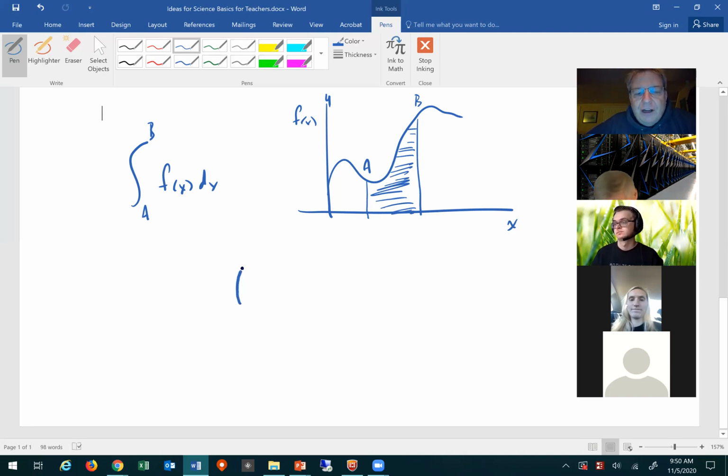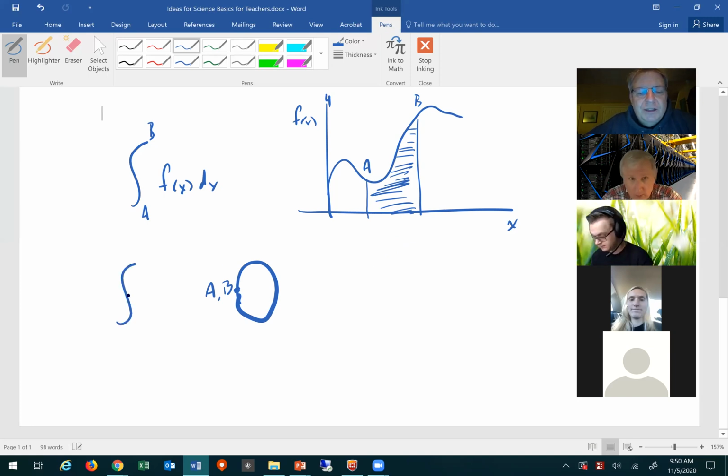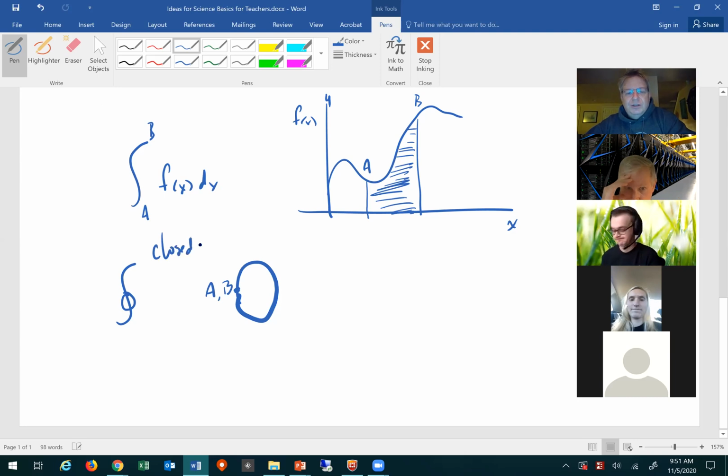But what if I have something that's a circle, and A and B are the same point after I go around? The value at A and the value at B should be the same. So that's when they come up with this integration. You're integrating around a circuit. You're going in a complete circle. You're ending up where you started. So what do they call that, a closed interval? It's called a closed integral.